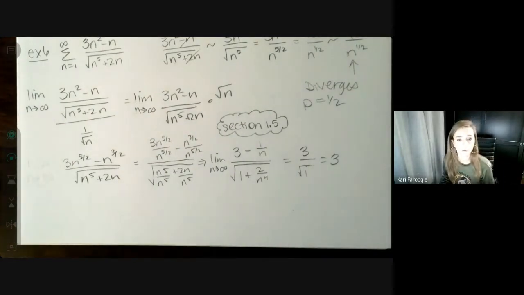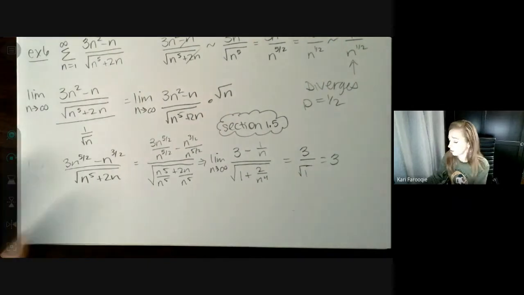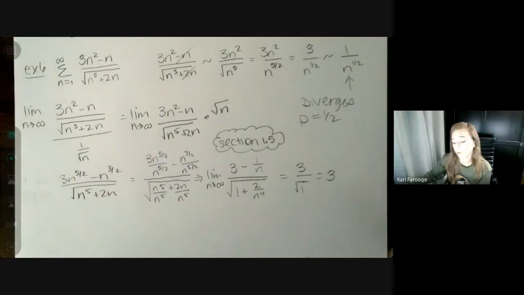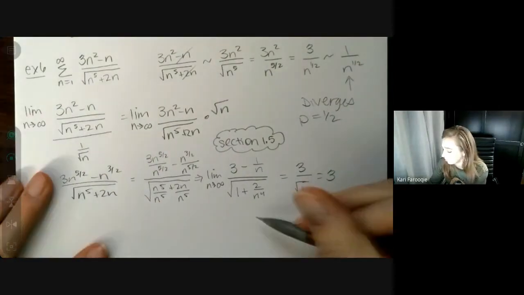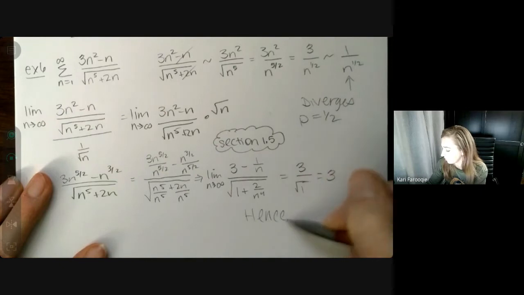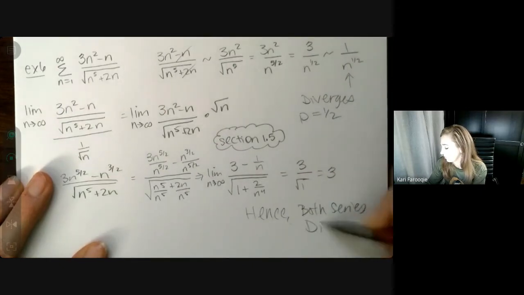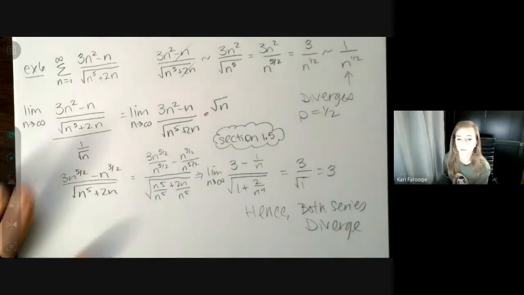Again, the value of the limit itself does not matter. It just matters that it's finite and positive. And as long as you've made that conclusion, we said that we had a comparison series that was a p-series with p equals 1/2. It diverged. So we could say that hence both series diverge by limit comparison.